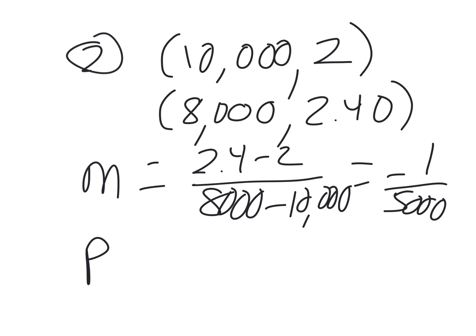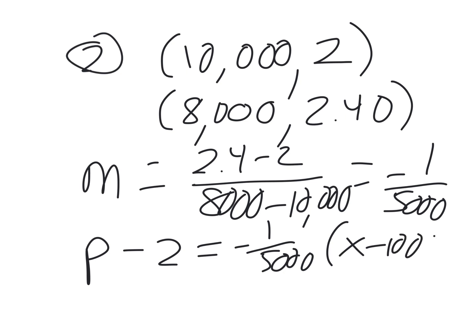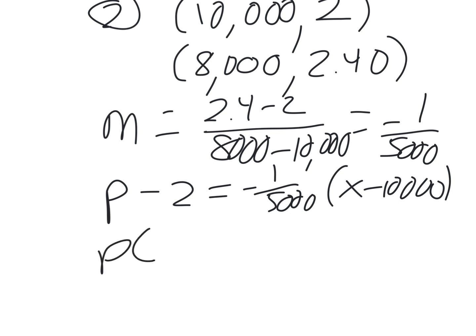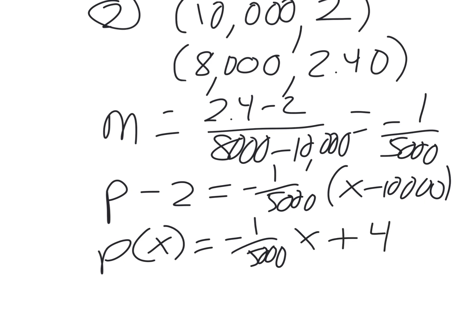And then, like me, you may like to use point-slope, at least at first. So I would say P, because it's the price function, so P is my Y value. P minus 2 equals my slope, negative 1 over 5,000, times X minus 10,000. Simplifying this, the price function in terms of X is negative 1 over 5,000 X. Negative 1 over 5,000 times negative 10,000 is just 2, plus 2 from the other side, so it's plus 4. So that's your price function, or your demand function. Those words are sometimes used interchangeably.